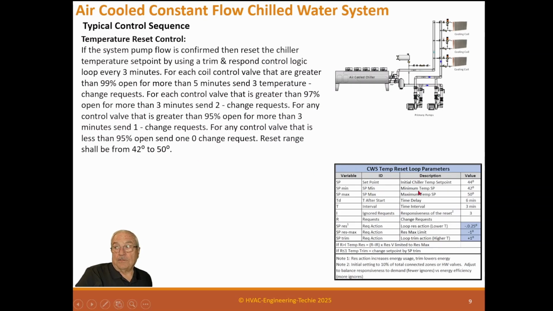So what happens here, this is our chill water supply temperature reset loop parameters. These are the parameters for this particular reset. The set point is 44 degrees. The minimum set point is 42. The maximum set point is 50 degrees.